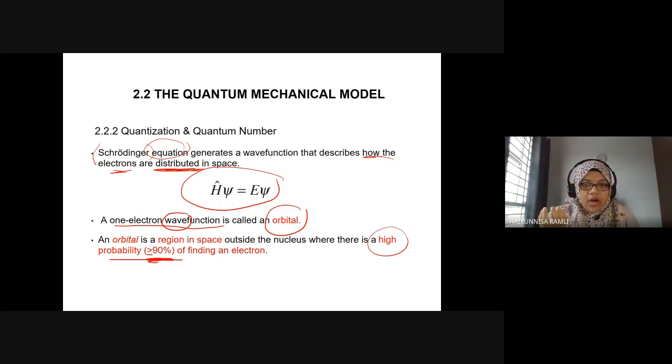Asal ada kan? Orbital is a region in space. Macam tempat. Dia satu region lah. Dia bukan macam specific location. We assume you have nucleus at the center. So macam kat luar ni, ini we call it as orbital lah. Region in space where we can find that electron there. Okay?